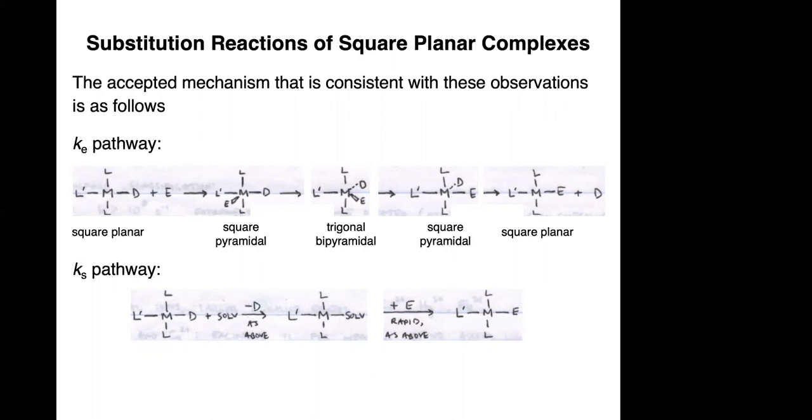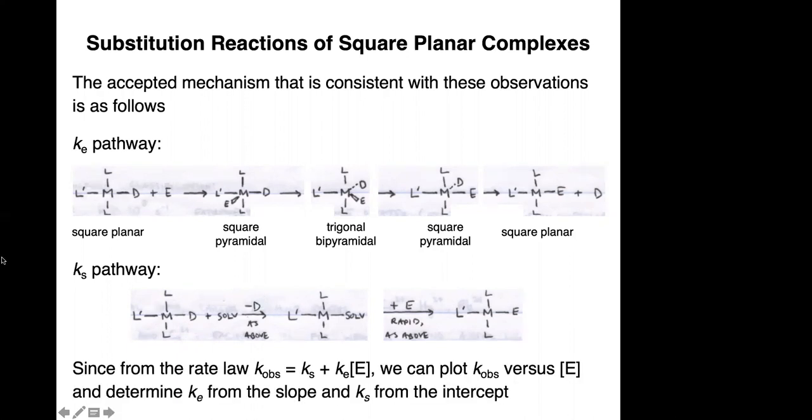Right? And so for this pathway, you'll note that the transition or activated complex formulation doesn't involve E. It's going to involve L3M D and a solvent molecule that coordinates to the metal. And so that's as we formulated on the previous slide.